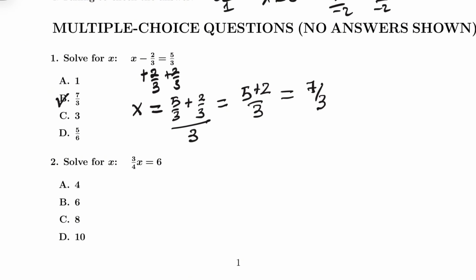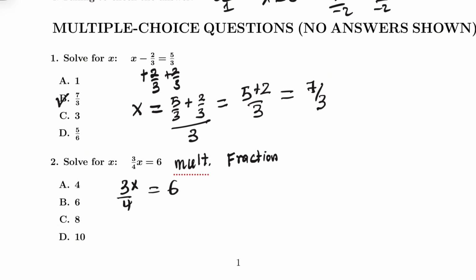So solve for x. We have 3x over 4 is equal to 6. You notice that the operation in this equation is multiplication. It's multiplication, and the inverse of multiplication is division, right? And then we have multiplication and fraction, right? We have multiplication and fraction there.